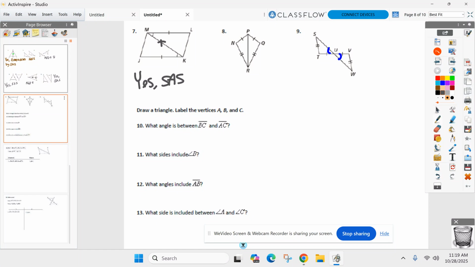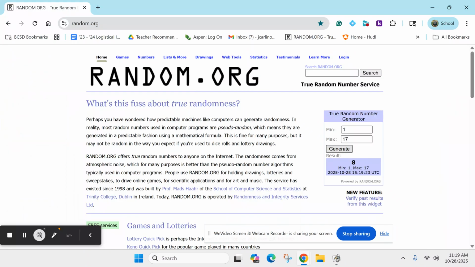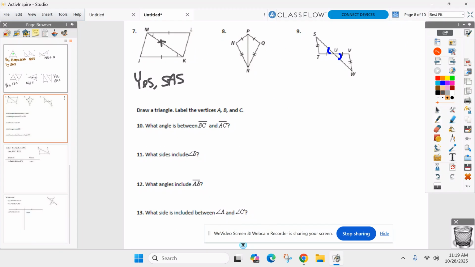Is everyone okay on marking the shared side? It's got to be a full side, not a partial side, which we'll get into next week, but a full side. How about number 8? Finishing this off, right. Natalie, good or not? Side-side-side, yes. Hopefully you had that shared side. All good?